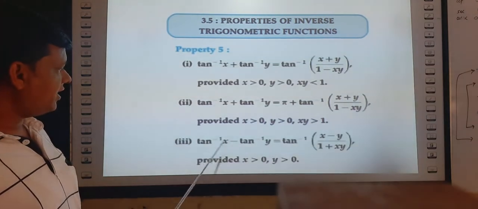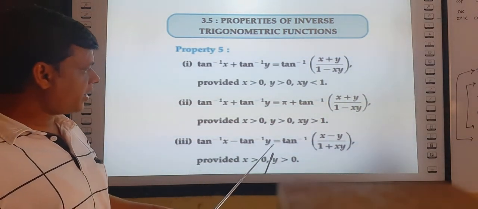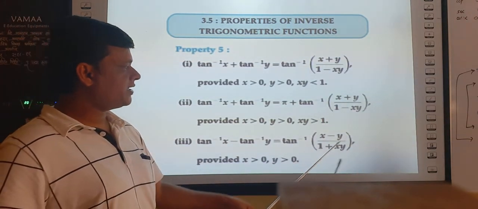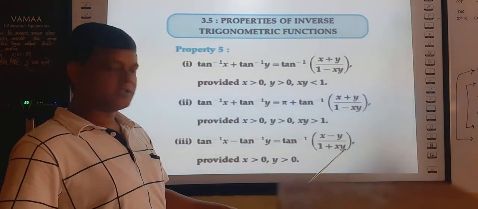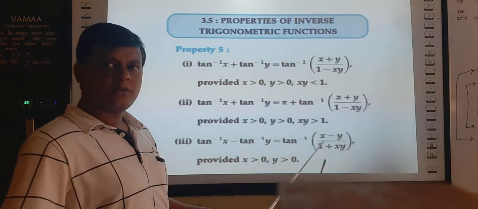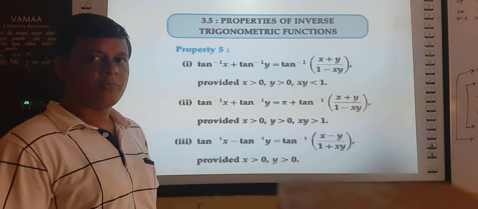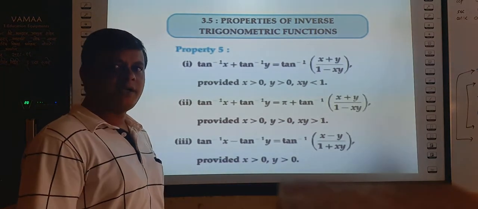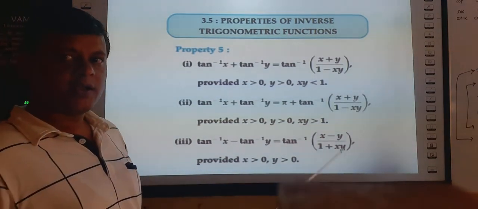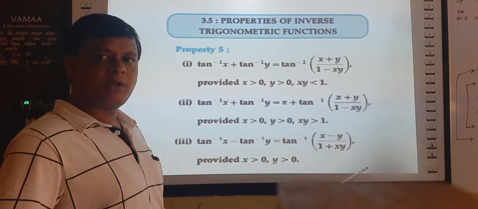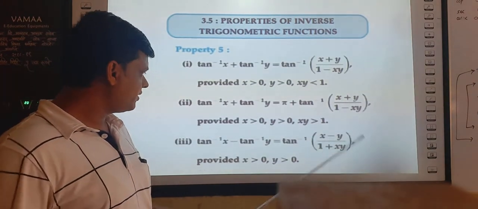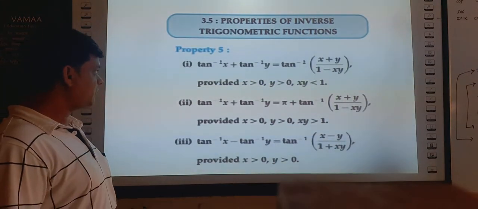Now tan inverse of x minus tan inverse of y equals tan inverse of x minus y upon 1 plus xy. This can be derived from the formula for tan alpha minus beta. Tan alpha minus beta is tan alpha minus tan beta upon 1 plus tan alpha into tan beta. So this is property 5th.